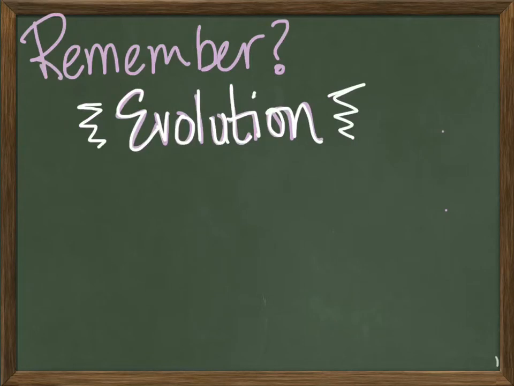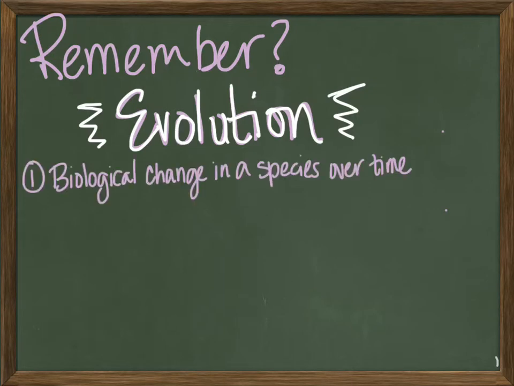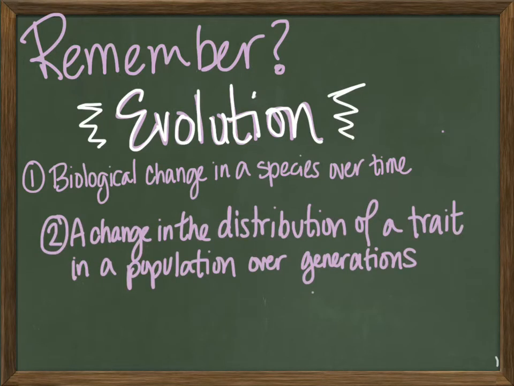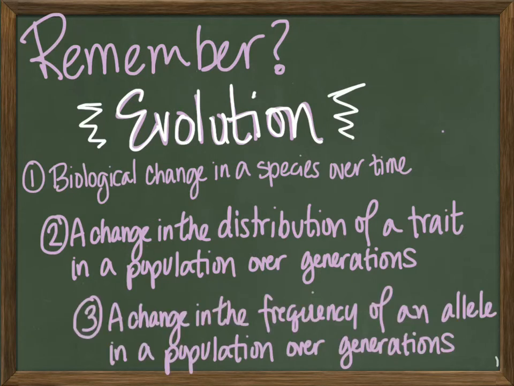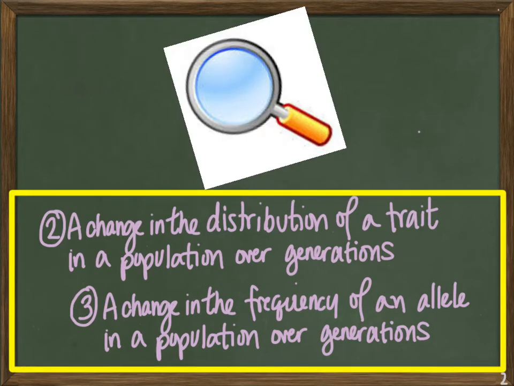Hey, remember evolution? Well, let's recall the three definitions of evolution that we learned in Level 1. The first one, the broadest and simplest, is biological change in a species over time. The second is the change in the distribution of a trait in a population over generations. And the third is the change in the frequency of an allele in a population over generations. So we're going to focus on those last two, a change in the distribution of a trait in a population and the change in the frequency of an allele in a population. And we're going to look at how we can show them and compare information about them.